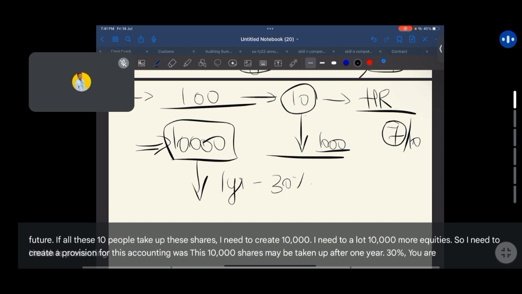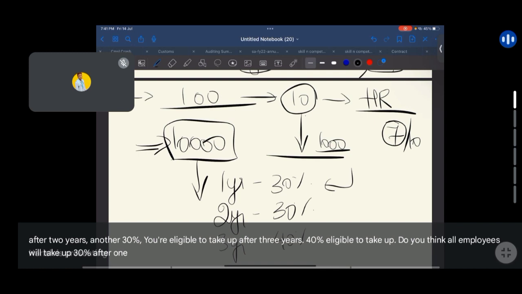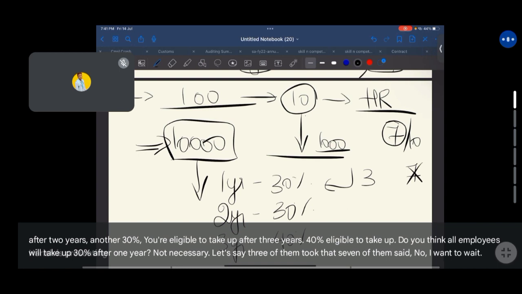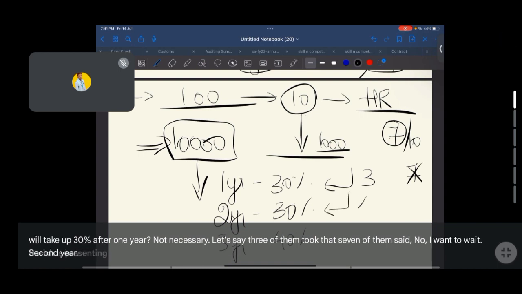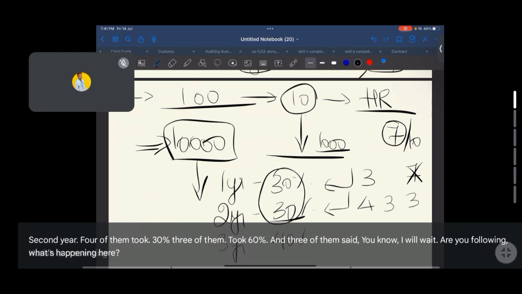30% you're eligible to take up after 2 years, another 30% you're eligible to take up after 3 years, 40% you're eligible to take up. Do you think all employees will take up 30% after 1 year? Not necessarily. Let's say 3 of them took that, 7 of them said no, I want to wait. Second year, 4 of them took 30%, 3 of them took 60%, and 3 of them said, I will wait. Are you following what's happening here?